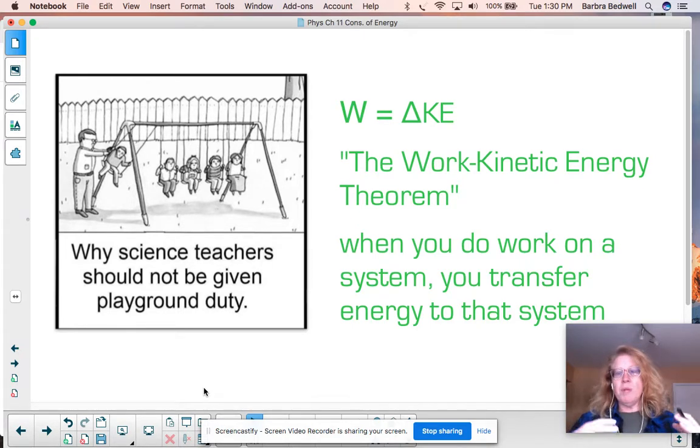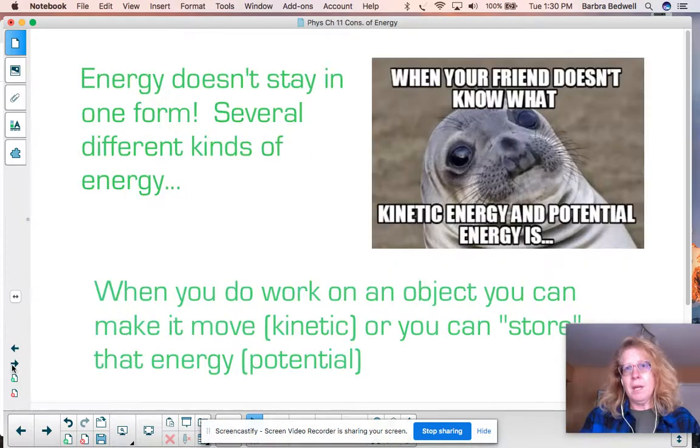In other words, when you do work on an object, you apply a force, move it a distance, you're actually transferring energy to that particular system. And that system could be as simple as pushing a crate, or it could be something fancier than that. But again, this is called the work kinetic energy theorem: force times distance equals the change in 1/2 mv squared. So between the two of them.